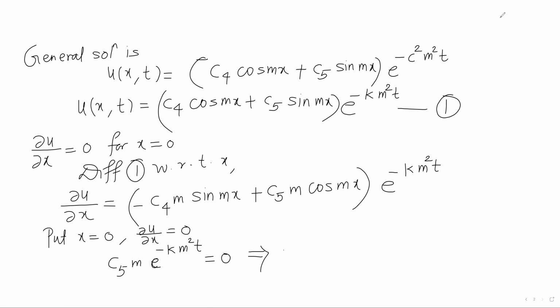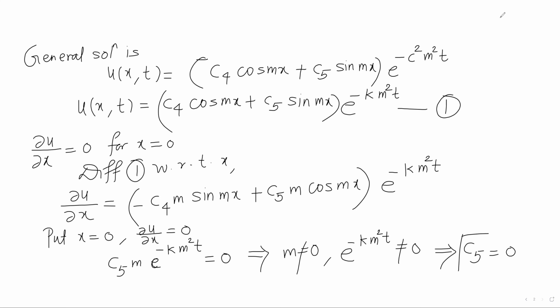If m is 0, then e raised to 0 is 1, and you will get a solution as c4, which is a constant value. We don't want that, so m cannot be 0. Similarly, e raised to minus k m square t is also non-zero. So what we get from this is that c5 is 0.